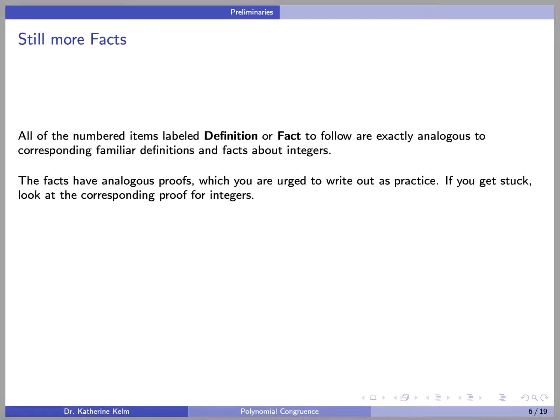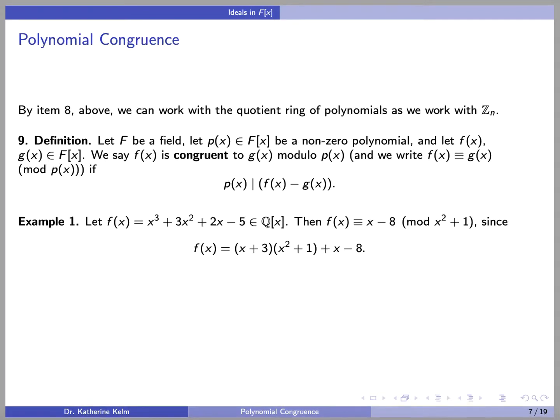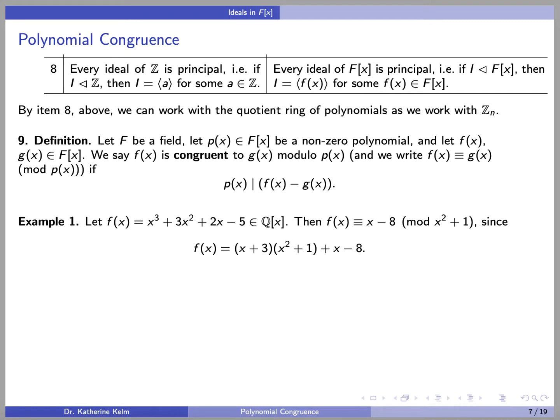We are going to be going over a bunch more facts and definitions that are exactly analogous to corresponding familiar definitions and facts about integers. The facts will all have analogous proofs, which you are urged to write out as practice. And if you get stuck, look at the corresponding proof for integers. So by item 8 in the previous list, we can work with the quotient ring of polynomials just as we work with Zn.